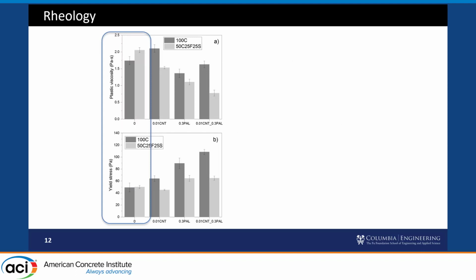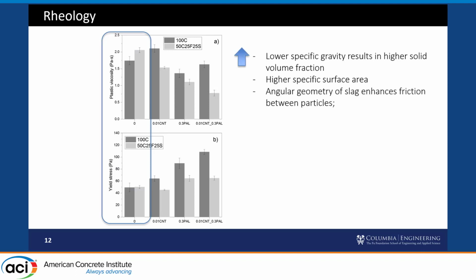Okay, so these are the results. First pointing out just the base mixes. On top is plastic viscosity and the bottom is yield stress. For yield stress, there's really no measurable change between these blended systems. And with viscosity, there's a little bit of a change, but it's not substantial. And it's because there's a lot of factors at play. Some factors are increasing these parameters, some are decreasing. So just going through some of what's going on.